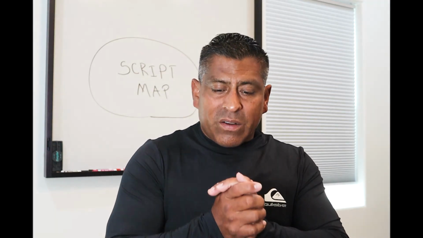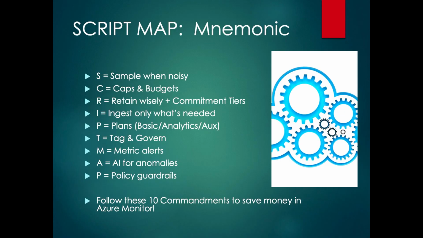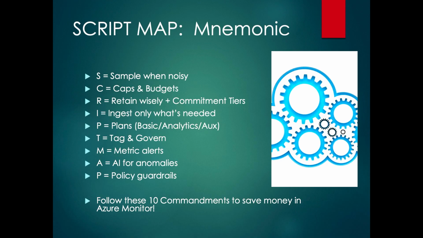So a lot of the information that you're going to hear in this video is covered in the series. So if you haven't watched the series, I would recommend that you do. Now this video covers 10 areas where we can focus to make sure that we save money in Azure Monitor. Some of these things, like I said, are already included in the series. We're going to focus on a framework called SCRIPT MAP. If you notice, it's 10 letters. So this is an easy way for you to remember. It's a mnemonic. SCRIPT MAP is the 10 commandments. So we're going to go ahead and get started with the first one.